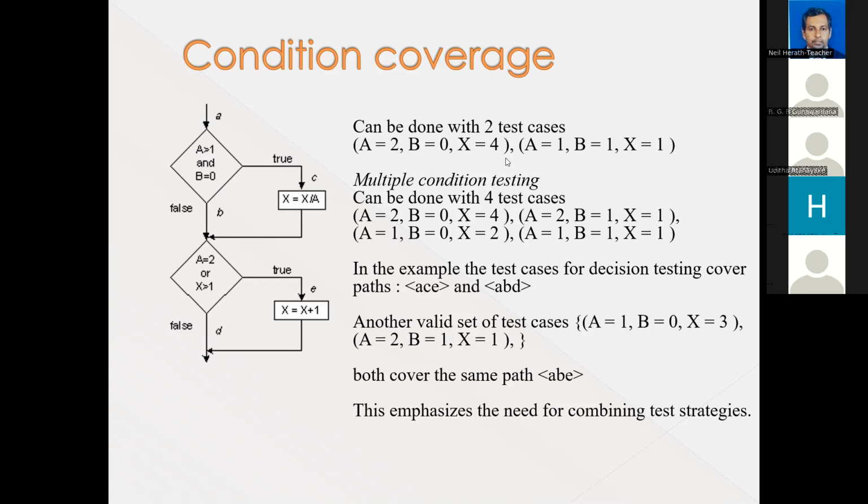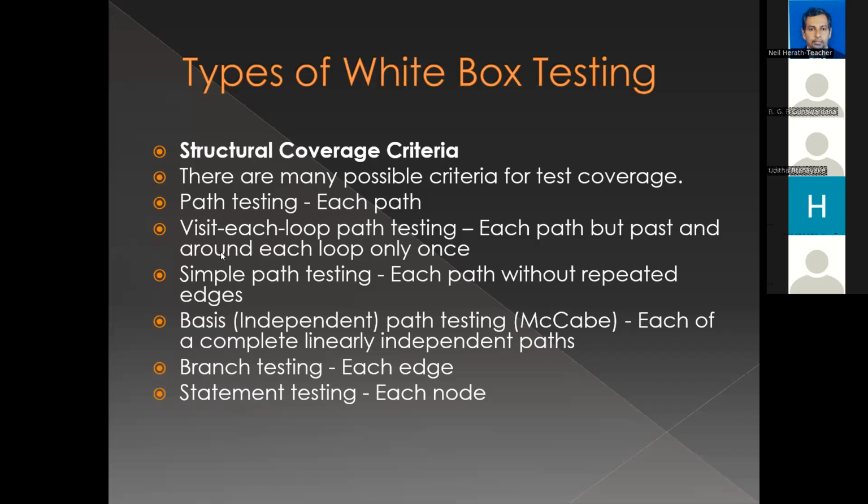So with the first test case, did you see that each path is tested without repeated edges? So each path is also tested. That is path testing. And simple path means without any repeating edges. Then basis, or independent path testing, means a completely linearly independent path. There are no overlaps with the path. And the branch testing means each node. Statement testing also means each node.